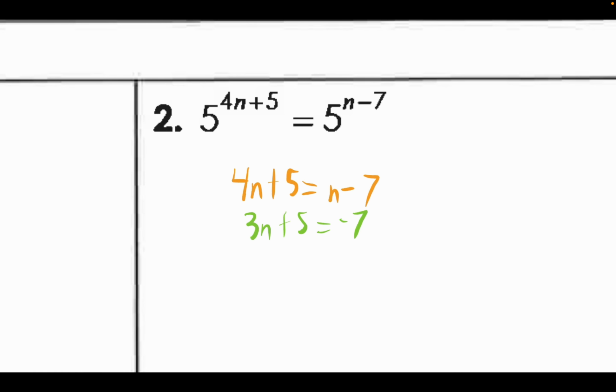And I guess I didn't like my 3 there. And then I'm going to subtract 5 on both sides, giving me 3n equals negative 12. And it didn't like my n very well here either, I suppose. Let me go back and fix that. Then I can divide both sides by 3, giving me n equals negative 4.